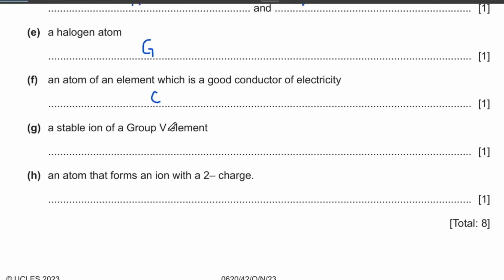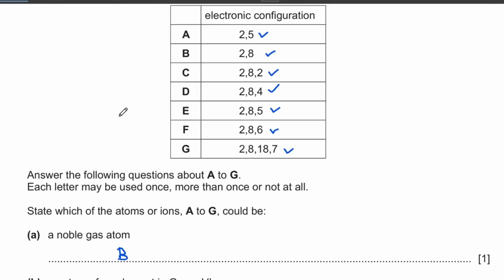A stable ion of a group 5 element. Now you need to take note of this. We're talking about an ion here. So that means we are looking at a group 5 element that has become an ion. We're not looking for a group 5 element. We're looking for a group 5 element that becomes an ion. So we're looking for 2,5 that has become stable.